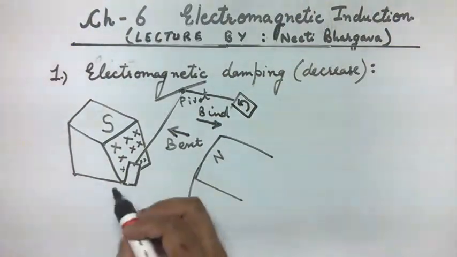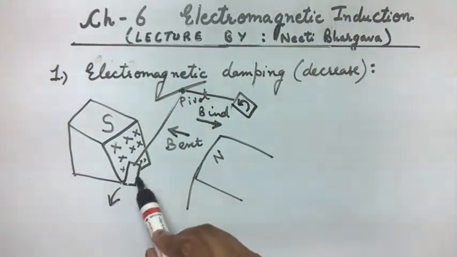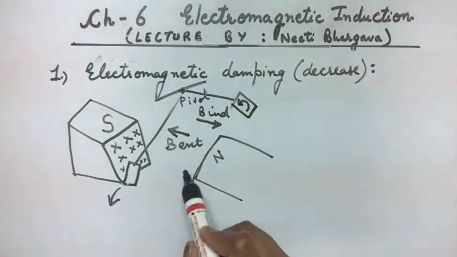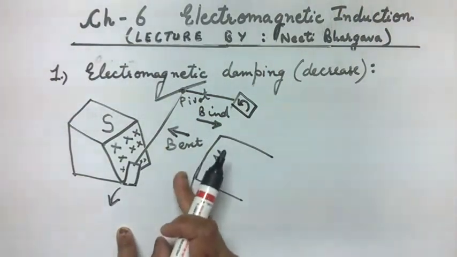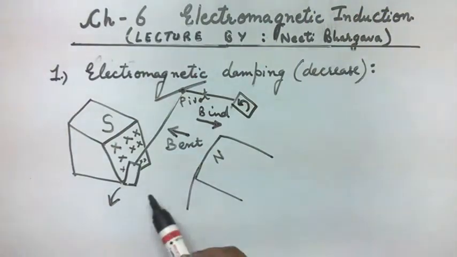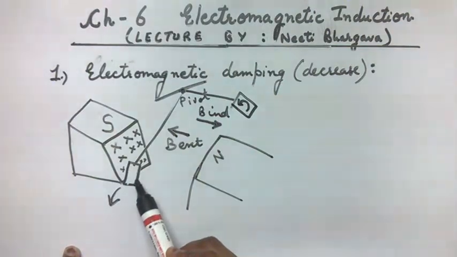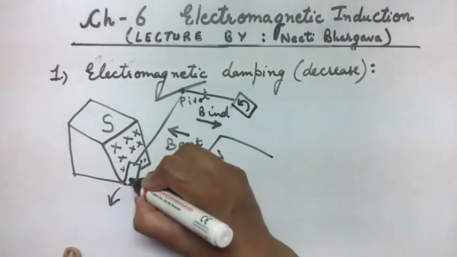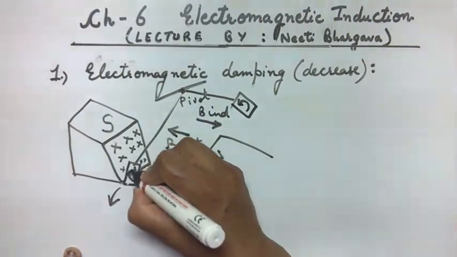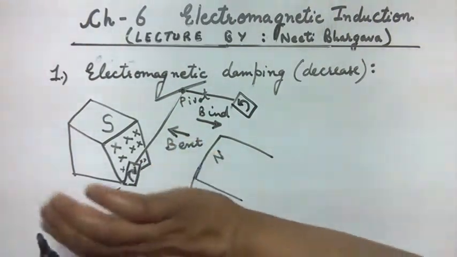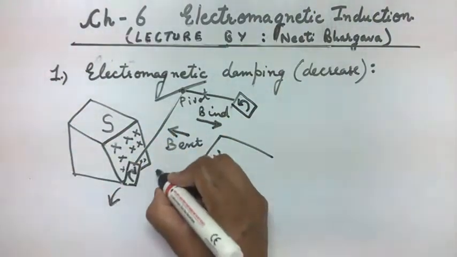Similarly, when it is going out of the strong magnetic field, the external magnetic field decreases, and the disc will oppose that decrease. Therefore, the direction of induced current will be clockwise. That is, it is in the same direction as the external magnetic field.